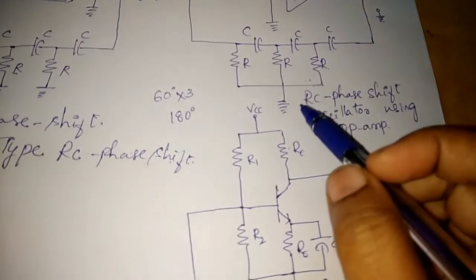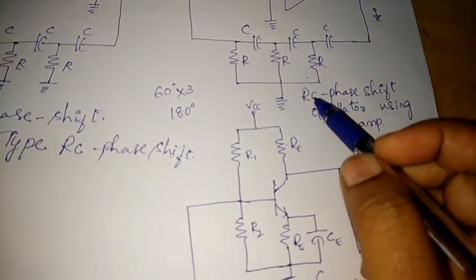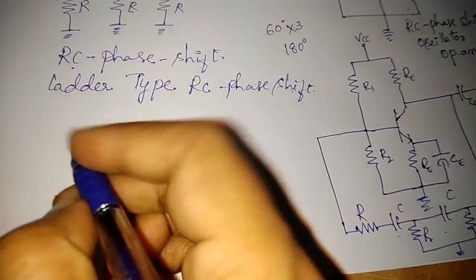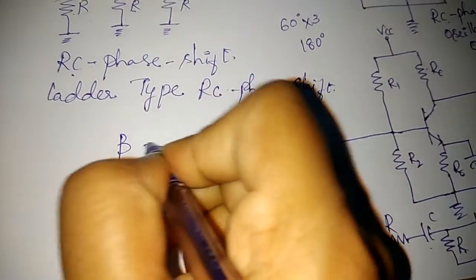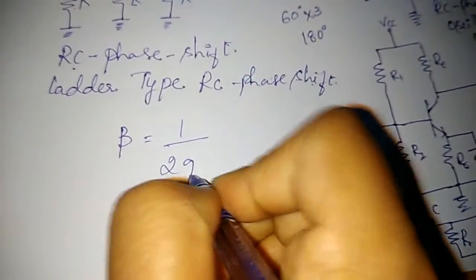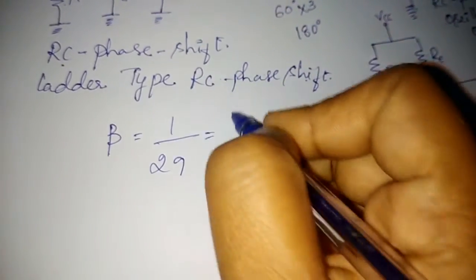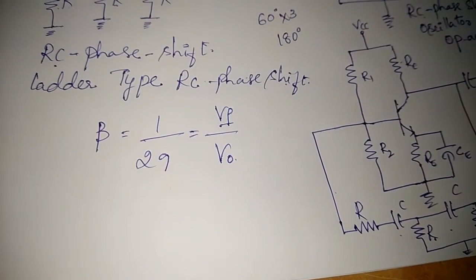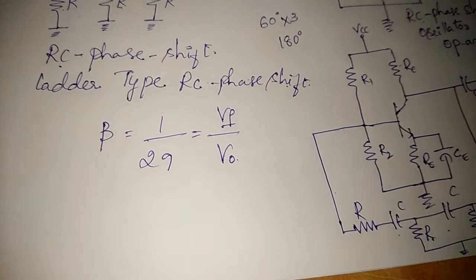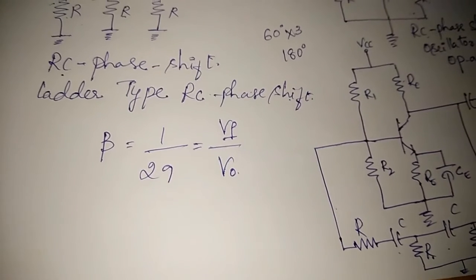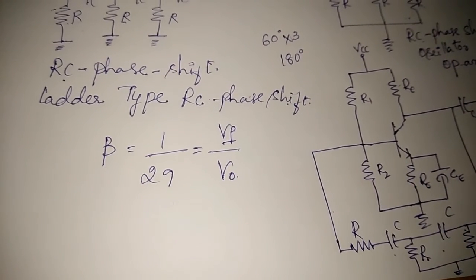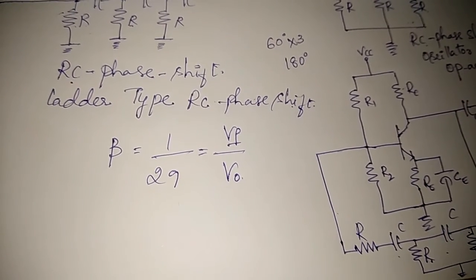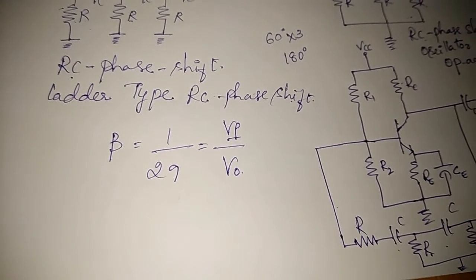Okay, so for 3 equal RC sections, the attenuation factor is beta, which is equal to 1 by 29. So this beta can be written as Vf divided by V naught, is it not? Vf represents the feedback signal and V naught is the output signal. So input to the feedback network is V naught and output from the feedback network is Vf.